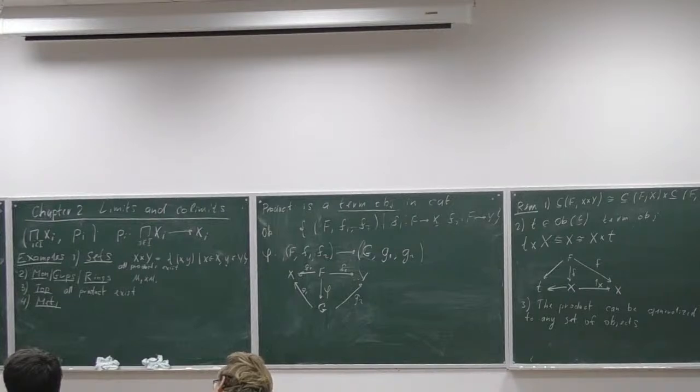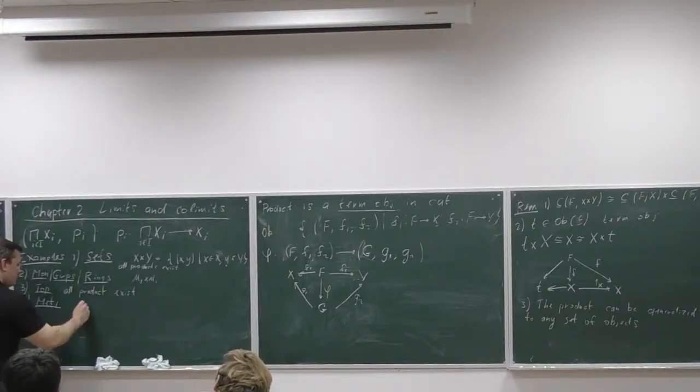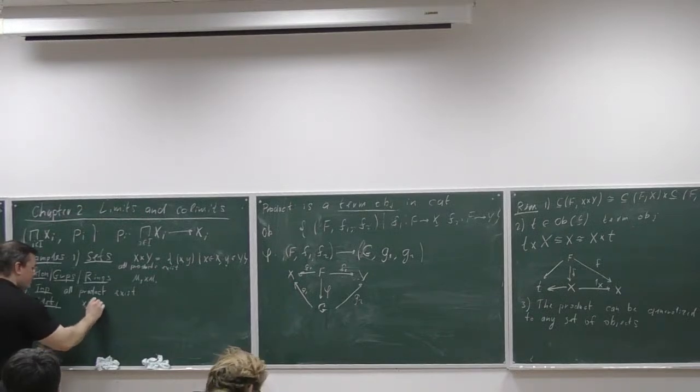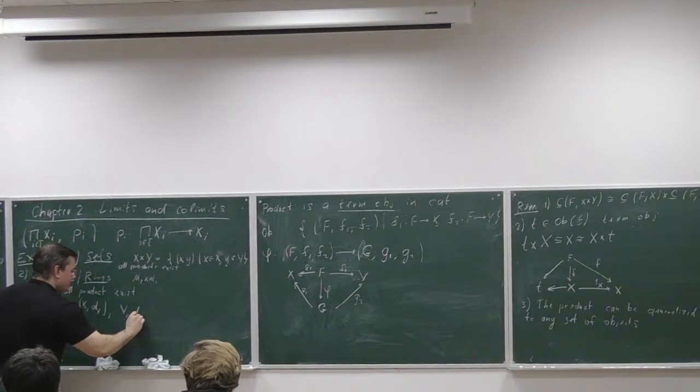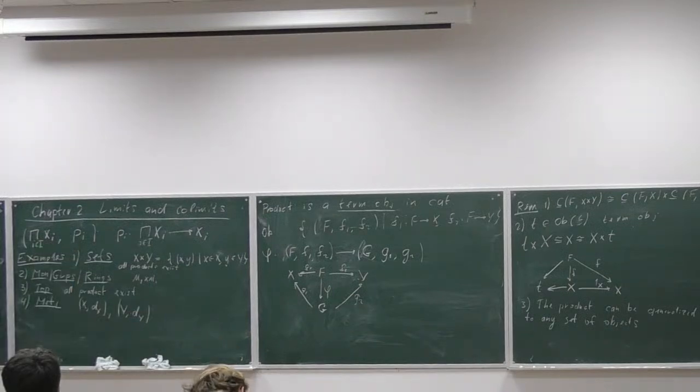Okay, for the metric spaces. So let's take two metric spaces to begin with. So we have one and the other. Okay, can you tell me what metric I'm supposed to put on the product?